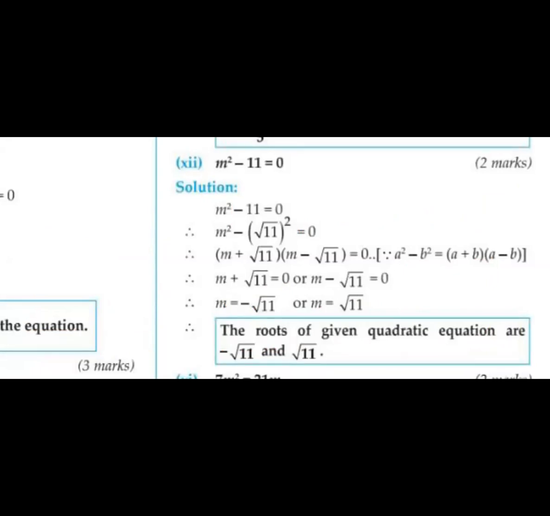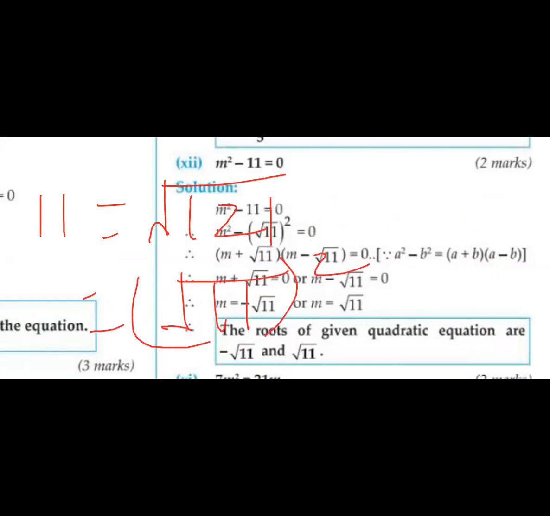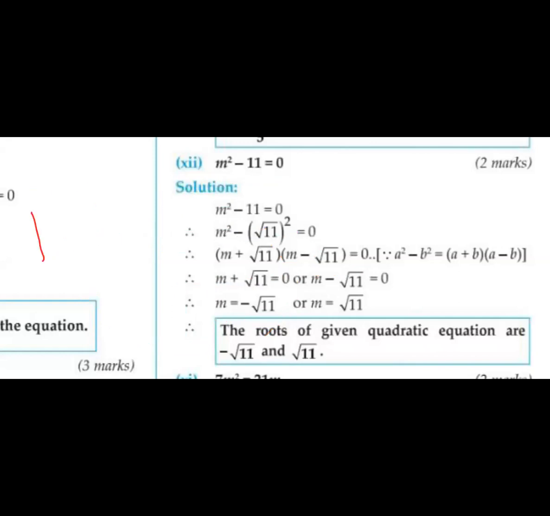Now I'm discussing this question also in this method. So M square minus 11 equals to 0. So M square minus root 11 equals to 0, because for 11 you can write 11 equals to root 121. So you can write root 11 square is 121. So this value in simple way equals to, you can write root 11 whole square.